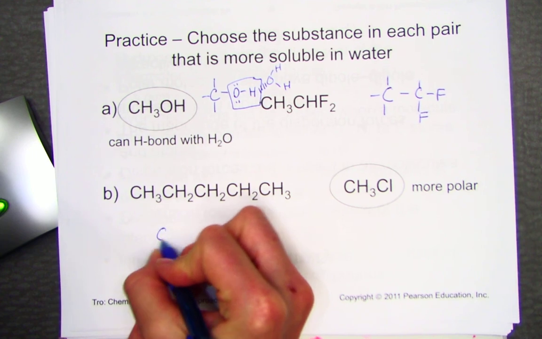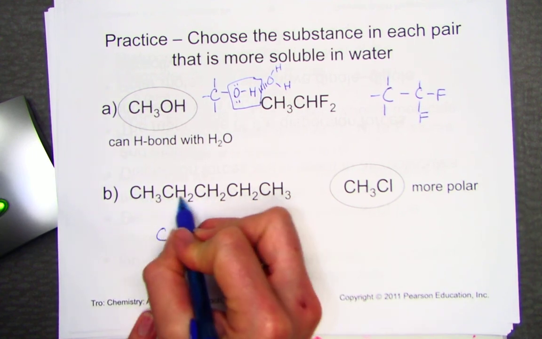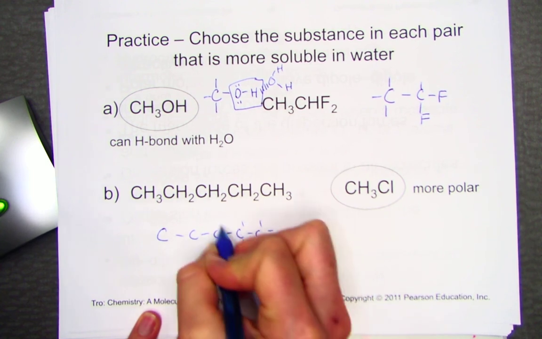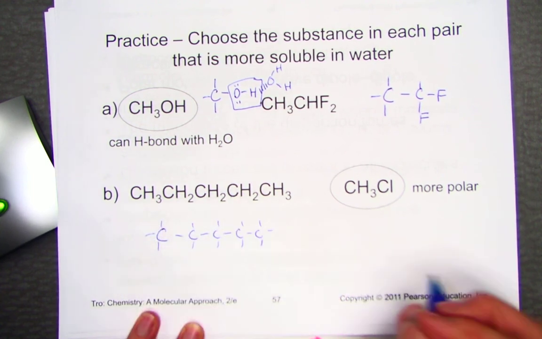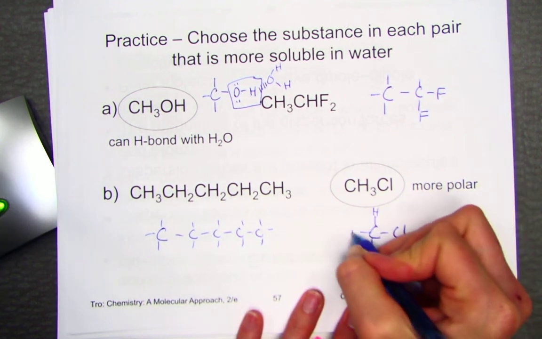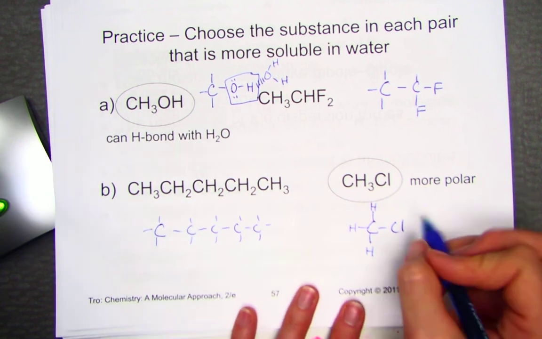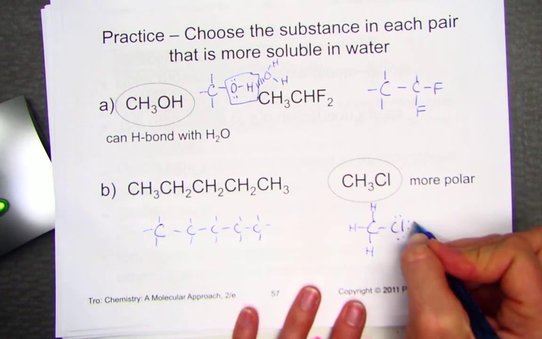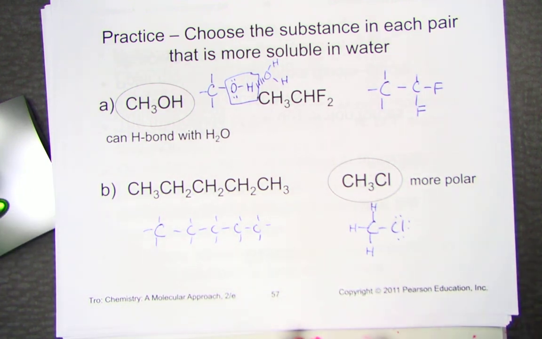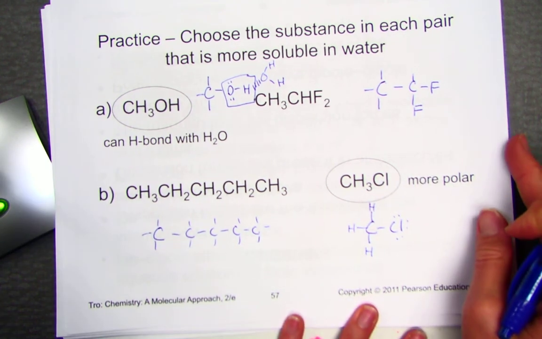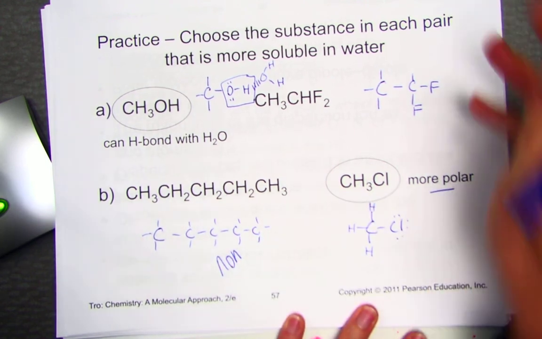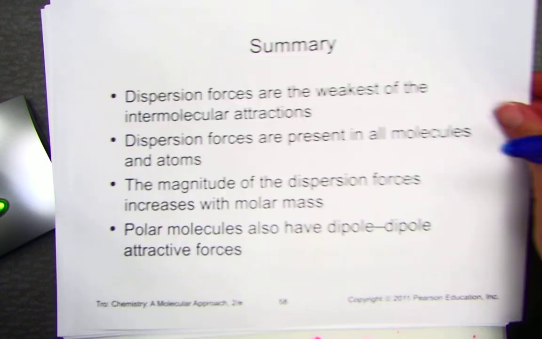Here in this picture, we have a long hydrocarbon chain, 1, 2, 3, 4, 5 carbons. This is called pentane. Clearly a nonpolar long-chained carbon versus methyl chloride, CH3Cl. Clearly I see the area of polarity. More polar molecules are water soluble. The more soluble here, CH3Cl. Clearly nonpolar will not mix with water. The polar molecule will. Likes dissolve likes.